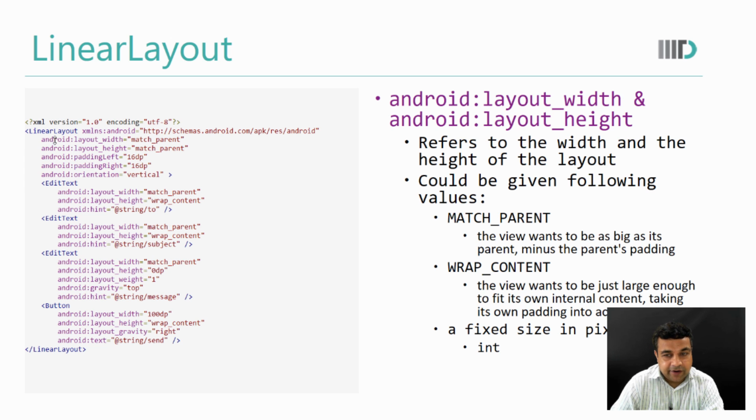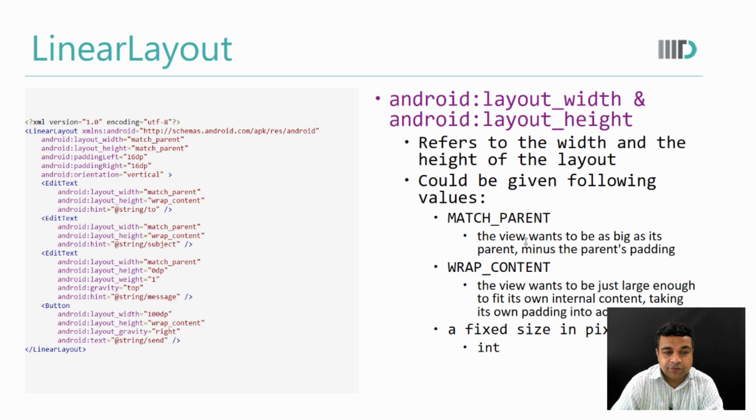Now, let's start here. The first two elements that we find are android:layout_width and android:layout_height, and both are assigned to a value called match_parent. Let us see what these are. So android:layout_width and android:layout_height refer to the width and height of the layout, as you could have imagined. And these can be given the following values. One of the values could be match_parent.